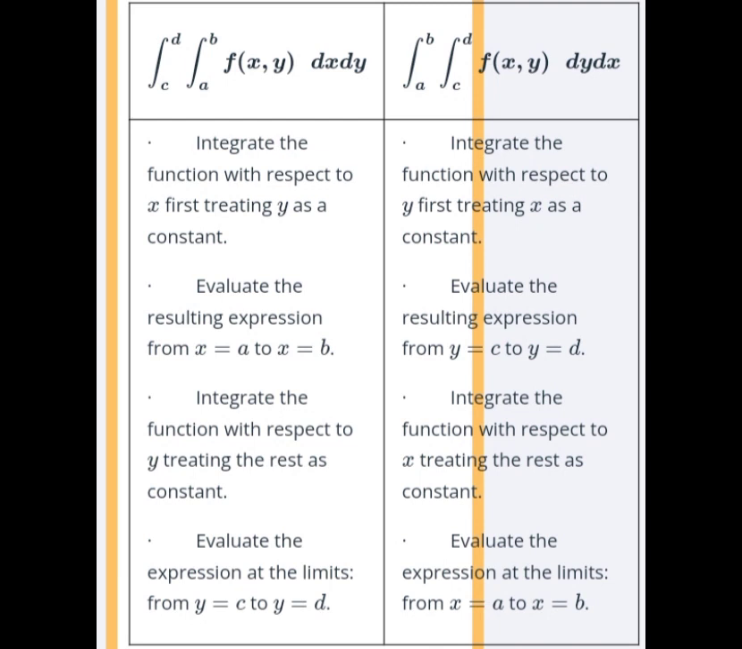So we have the integral of c to d and our inner integral a to b of the function f of x, y, dx, dy. First, we will integrate the function with respect to x, treating y as a constant, and then evaluate the resulting expression from x equals a to x equals b. Then we integrate the function with respect to y, treating the rest as constant, and evaluate the expression at the limits from y equals c to y equals d.